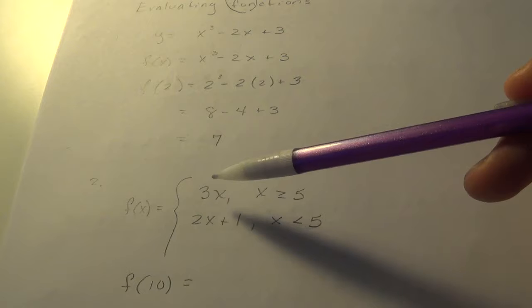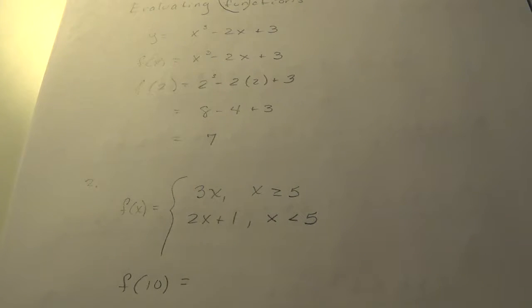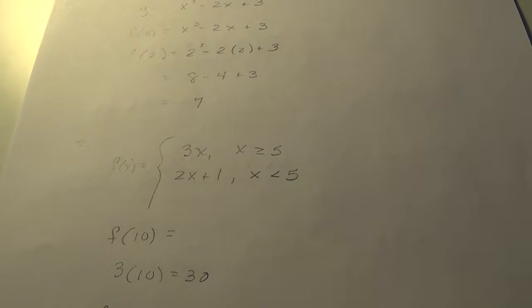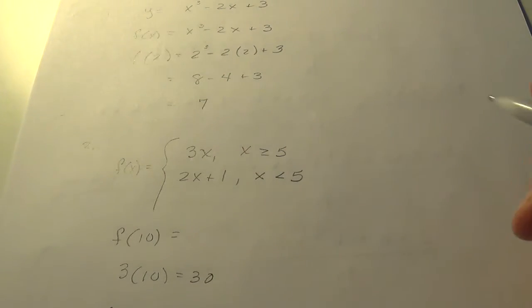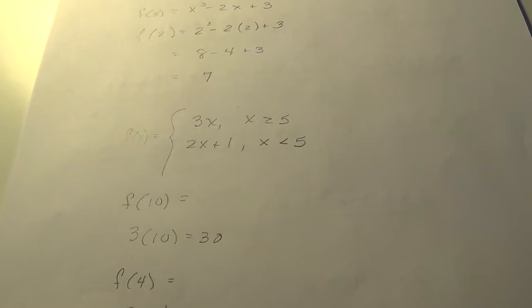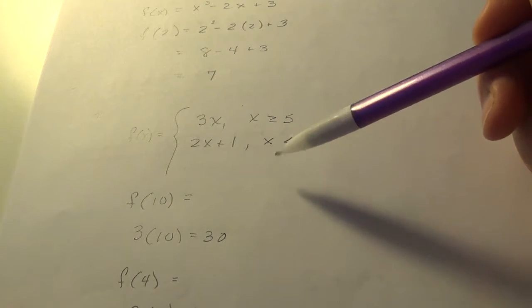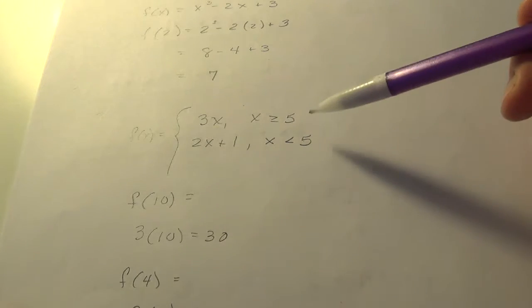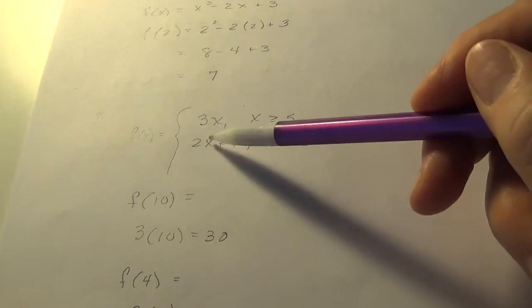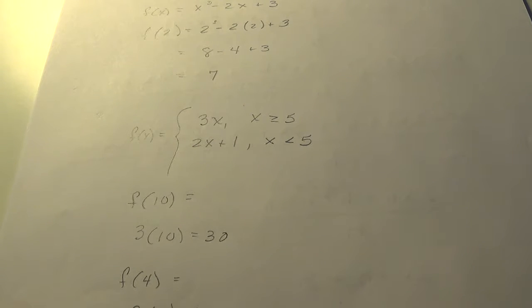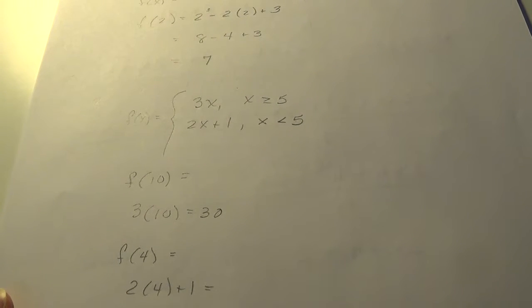So you're going to put the 10 into the 3x, and you're going to get 30 out. So f of 10 equals 3 times 10, because we're following this piece. If we had f of 4, then we would be in this piece for the x. These are the x values. It's less than 5, so we're going to use this piece. We put 4 into this function. We get 2 times 4 plus 1, or 9.